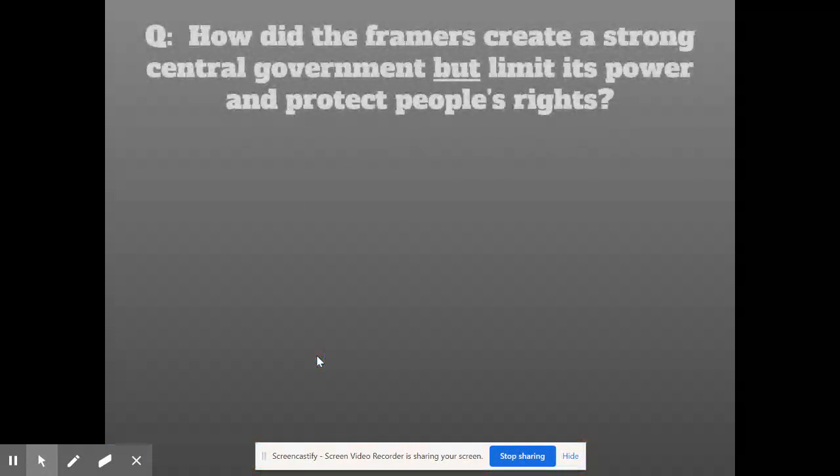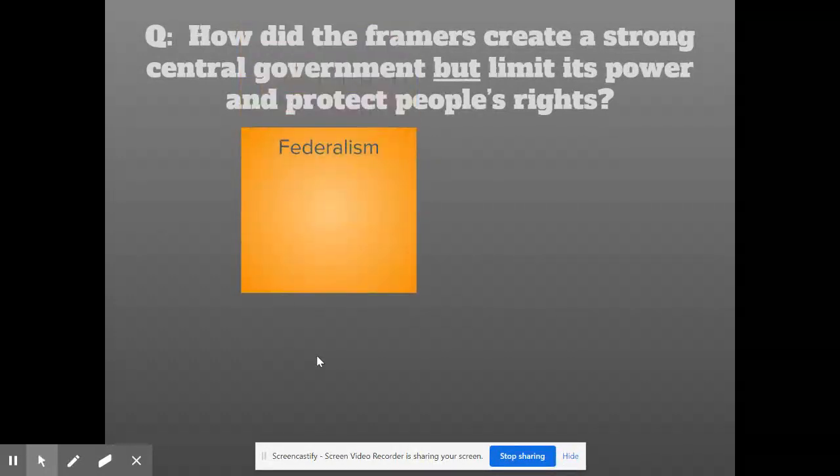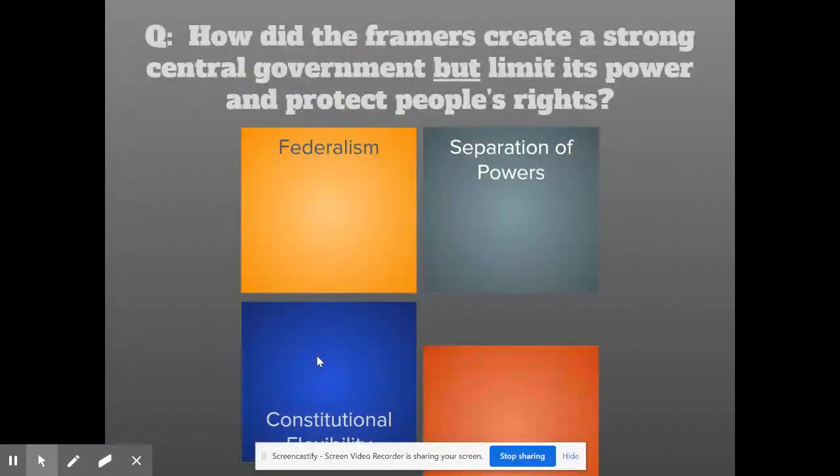So our question at the very beginning was, how did the framers create a strong central government but limit its power to protect people's rights? And the answers to that are our 4 cornerstones of federalism, separation of powers, constitutional flexibility, and equal rights.